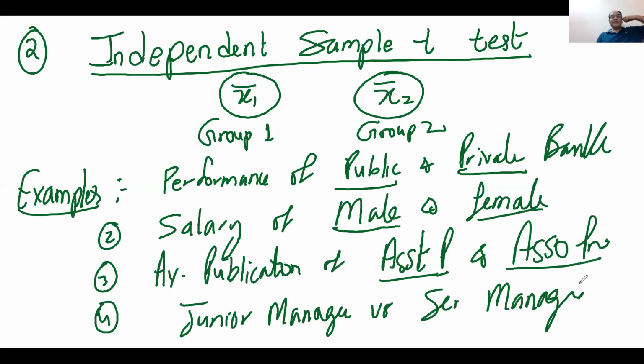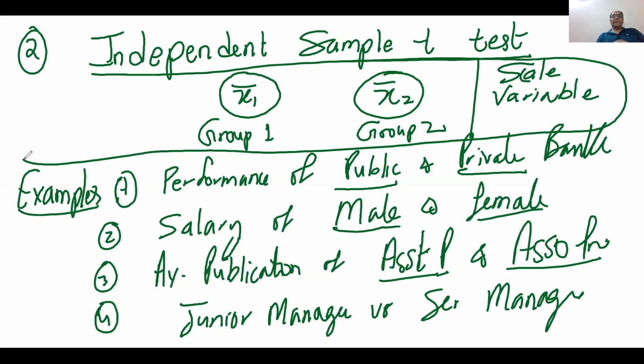So in all the cases, in all the examples, we have one thing in common. What is the common? Number one, there are two groups, and one more thing, there is a scale variable. If you see all the things clearly, in all the examples, there is a scale variable. What is the scale variable? Like performance, salary, publication, right?